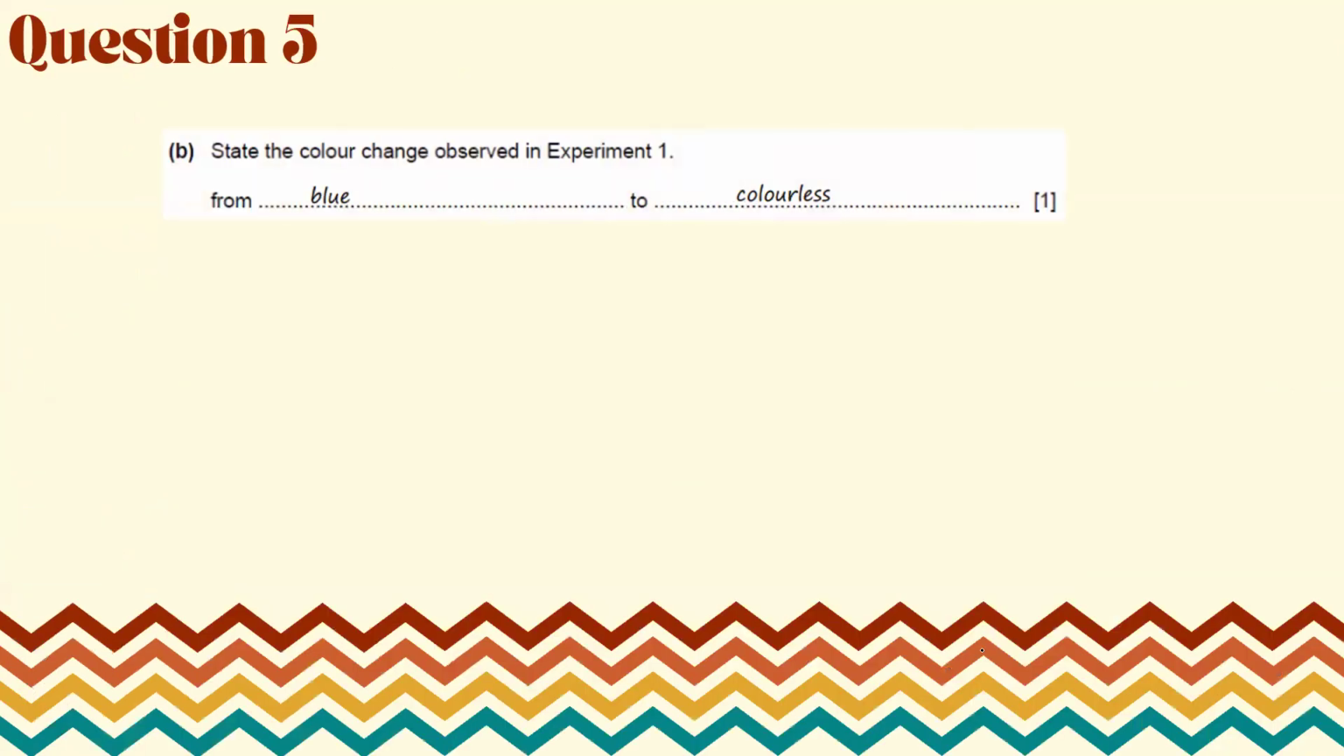Next question: state the color change observed in experiment 1. This is a very, very common question where you have to tell the color change. This is just an example. You can get the experiment and then you have to tell the color change. So like this, blue to colorless.